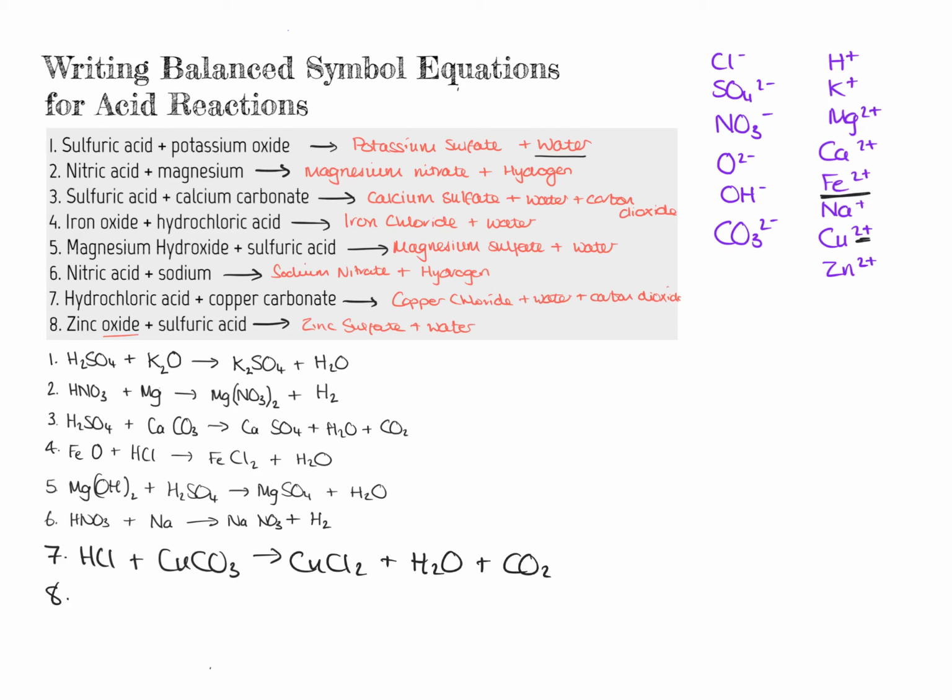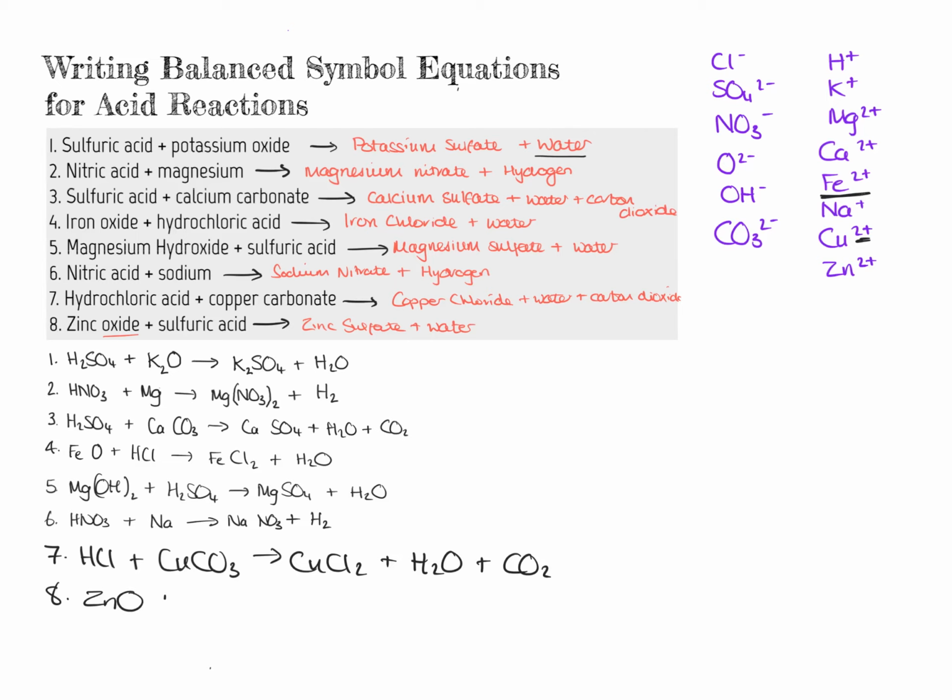And finally, number 8, zinc oxide. So we've got zinc, and zinc is a 2+ ion. And then we've got oxide, and oxide is a 2- ion. So these charges already cancel each other out. We don't need to worry about them. So we can get rid of our working out, and it's just ZnO. I'm going to write that a little bit closer together so that you can see it's all one formula.